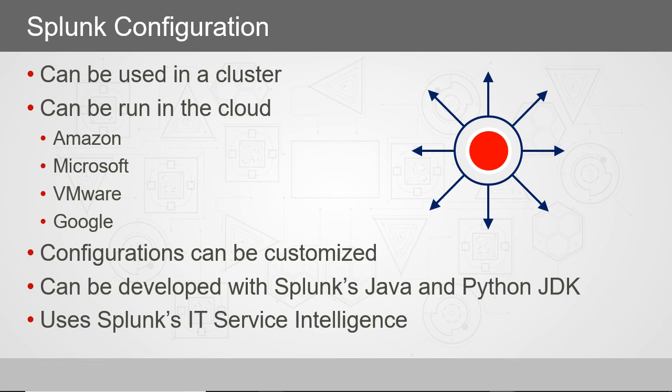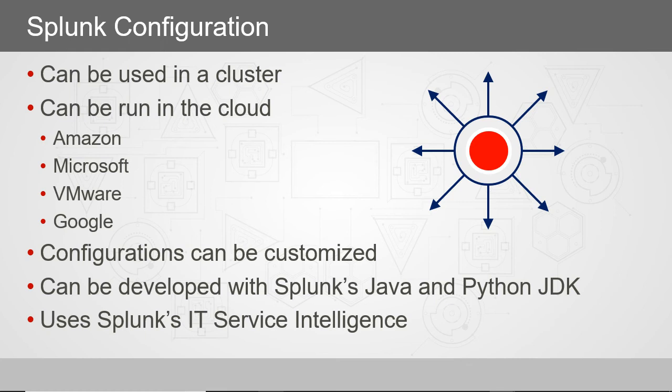Now let's take a look at where you can run Splunk. Splunk can be run in the usual places, such as if you wanted to download it on a single machine, you'd be able to run Splunk there. You can also run Splunk on a cluster. If you wanted to spin up a cluster of machines running Splunk, it's certainly possible. Splunk can also be run in the cloud. You can spin Splunk up on Amazon, Microsoft Azure, VMware if you're using virtualization, and also Google Cloud.